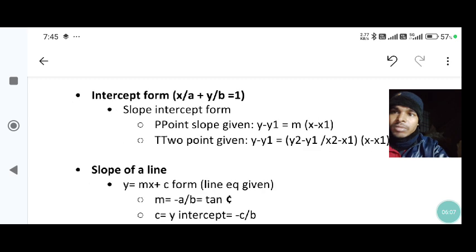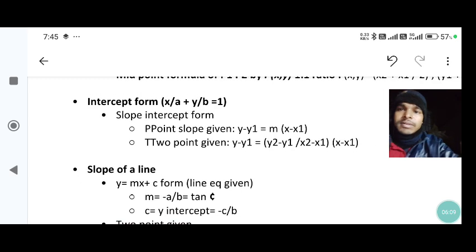For intercept form, the equation is x by a plus y by b is equal to 1. This is the intercept form equation, x by a plus y by b is equal to 1.